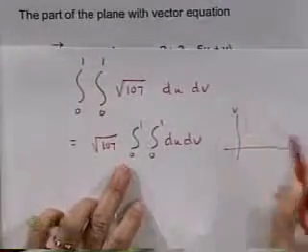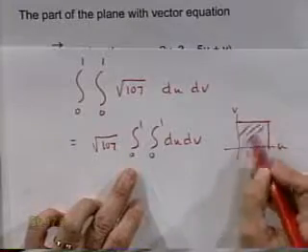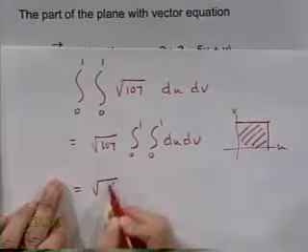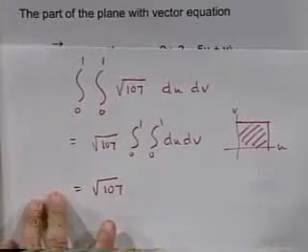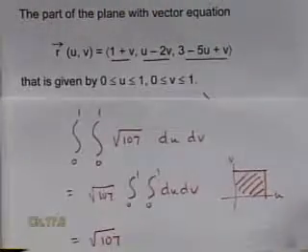This is your u and this is your v. U is ranging from 0 to 1, v is ranging from 0 to 1. We're just finding the area of that square, so that's going to turn out to be a 1. If you don't believe me, you can finish that integration. Any questions?